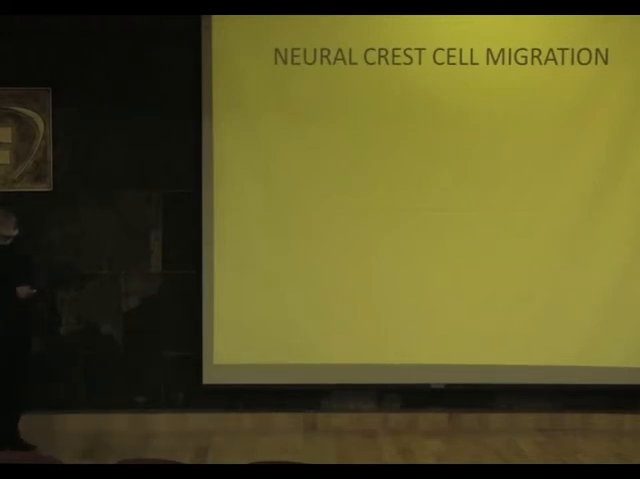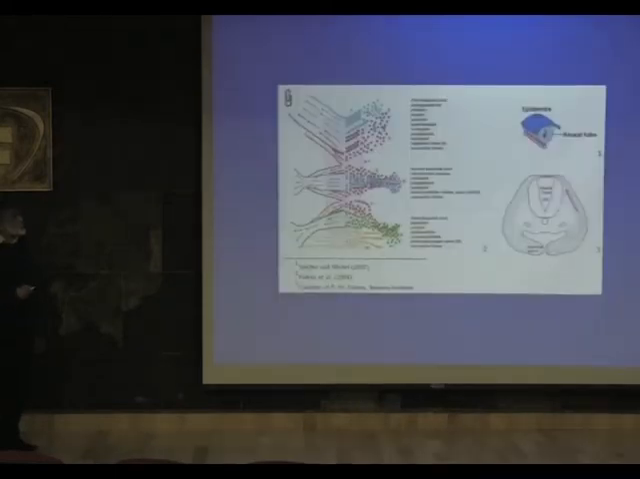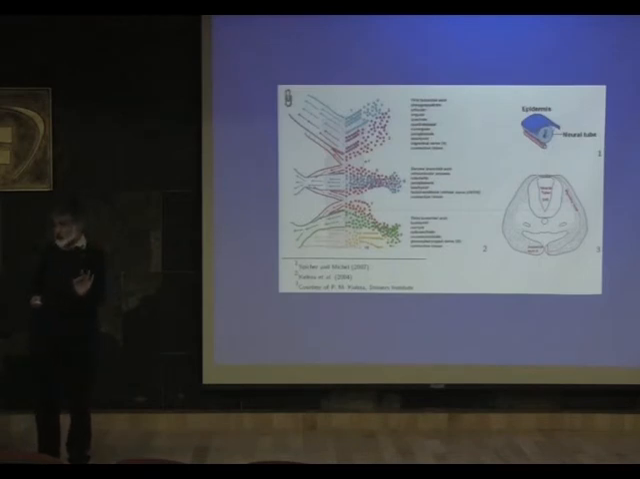Okay? So now I'm going to go on to talk about neural crest cell migration, and there's a link between this and the tumor stuff, because neural crest cells, this is work done in collaboration with experimentalists at the Stowers Institute. Neural crest cells are the precursors to lots of tumors, lots of very aggressive tumors.